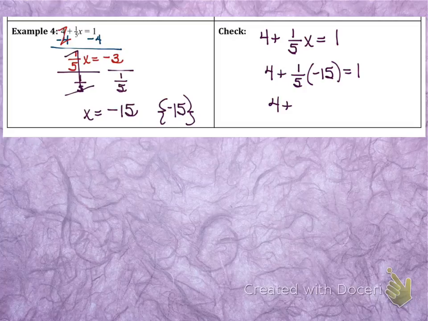Got my original and my plug-in, and now I'm going to do the multiplication first. So 1/5 times negative 15 gives me negative 3, and 4 plus negative 3 gives me 1. 1 equals 1, so you know your answer's correct.